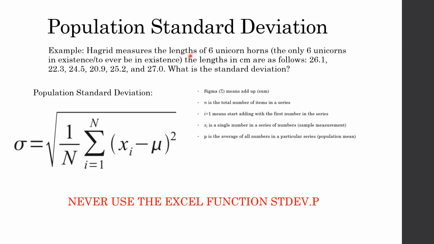Why? Because this implies that when Hagrid collected these 6 unicorn horns, these were literally the only 6 unicorns in existence to ever have been in existence, okay? And that is not what we're going to be measuring in physics. We are not doing nearly enough measurements to say anything about the population, okay? So please, please, please do not use population standard deviation in this physics class.